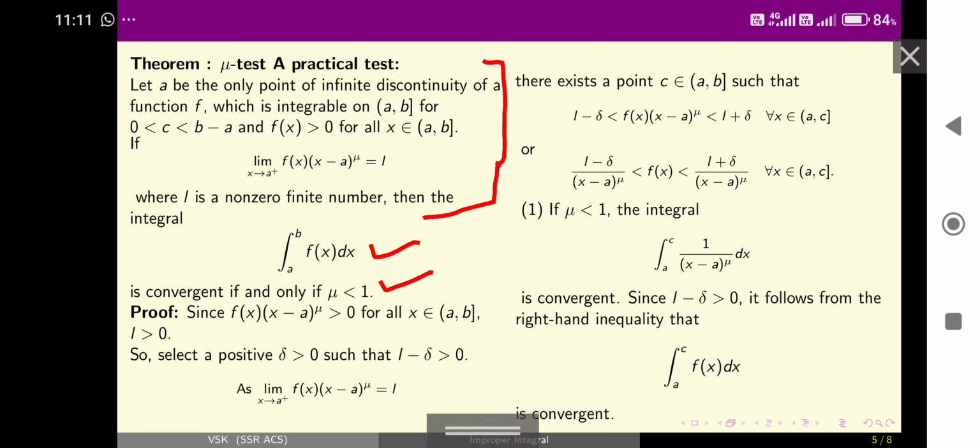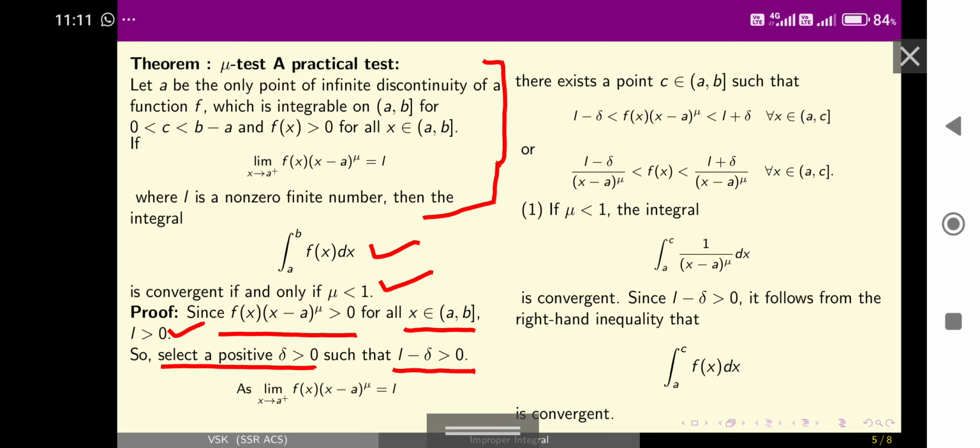Okay, let us see the proof. Since f(x)·(x−a)^μ is greater than 0, because f(x) is greater than 0 and (x−a)^μ is also greater than 0 for all x in the interval (a, b], we can select a positive δ such that L−δ is greater than 0. Because in this case L is greater than 0, so we can select δ such that L−δ is greater than 0.